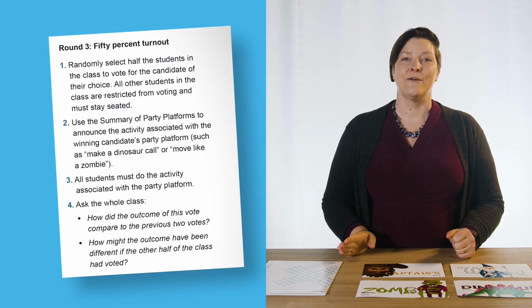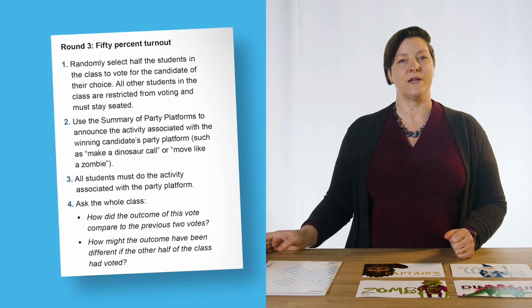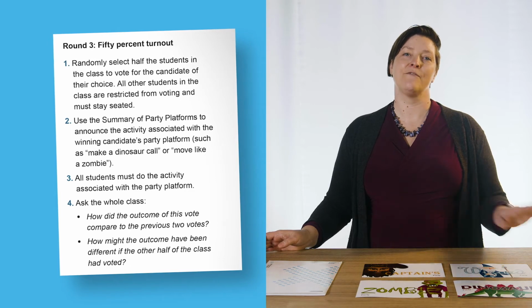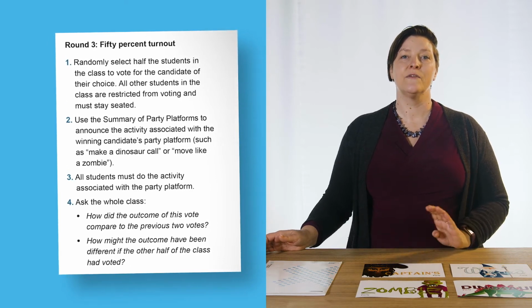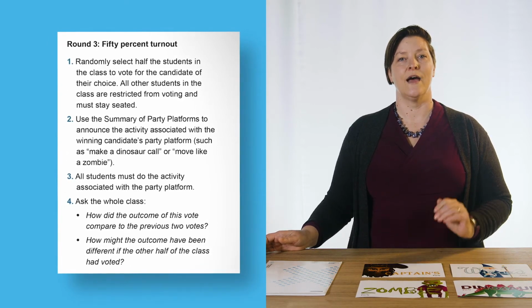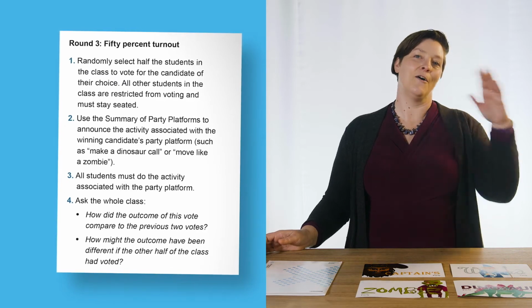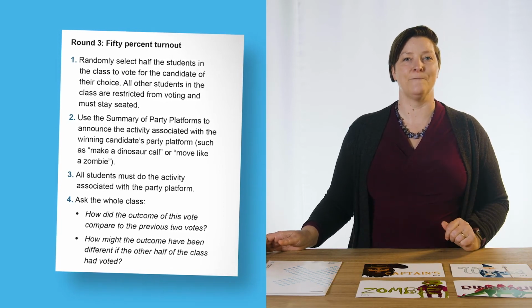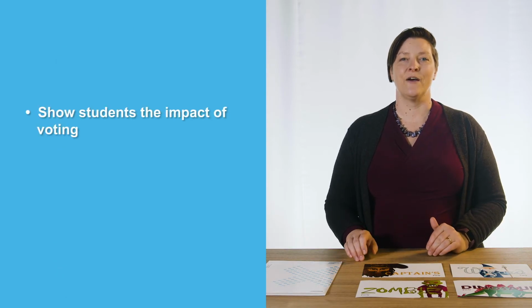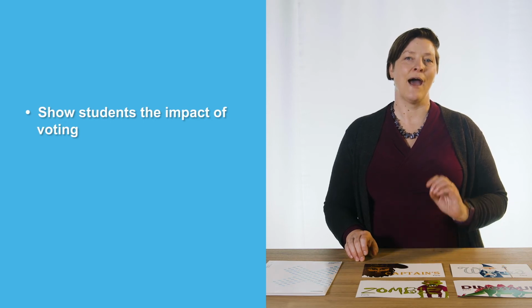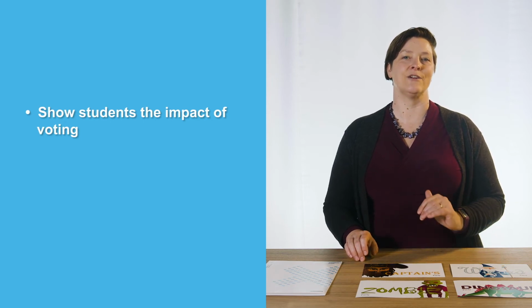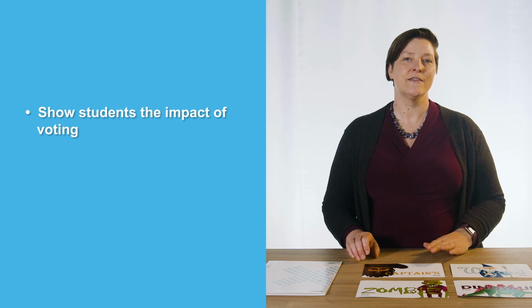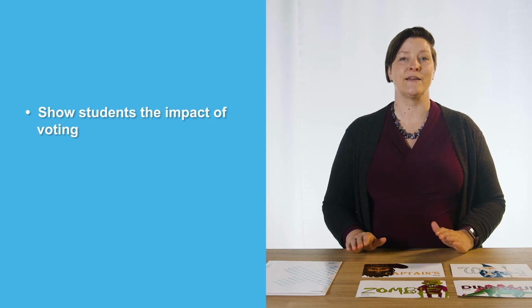In the third round, we're looking at the effects of voter participation. Randomly select half the class to vote. Once those students have moved to their candidates, announce the winning party and have all of the students do the winning action again. After each voting round, the most important thing is that you make the students do the silly action of the winning party. This is the key to showing students the impact of voting.